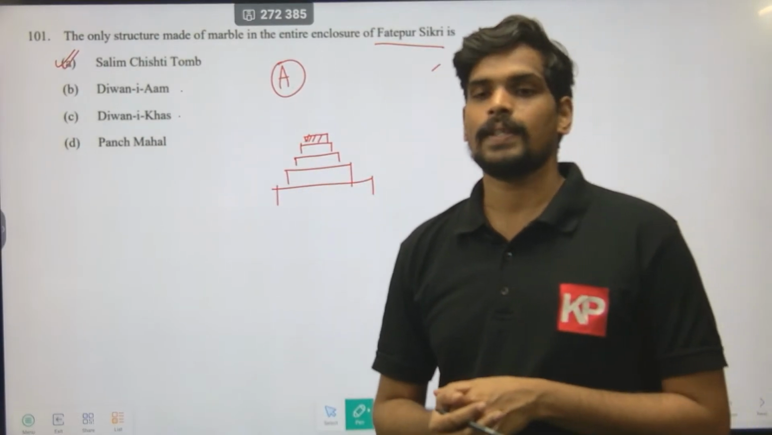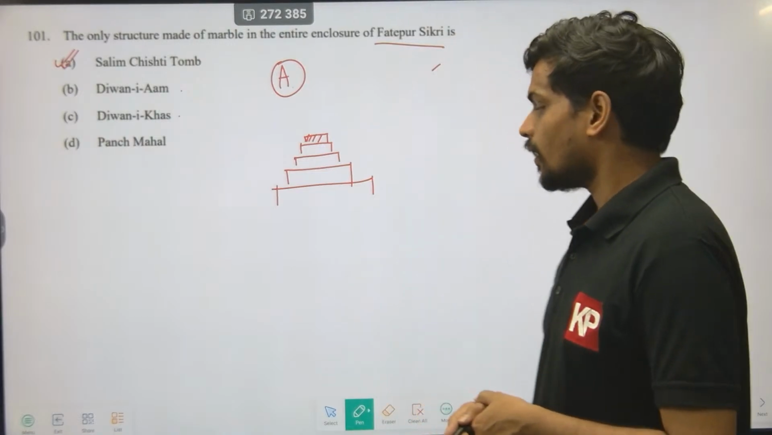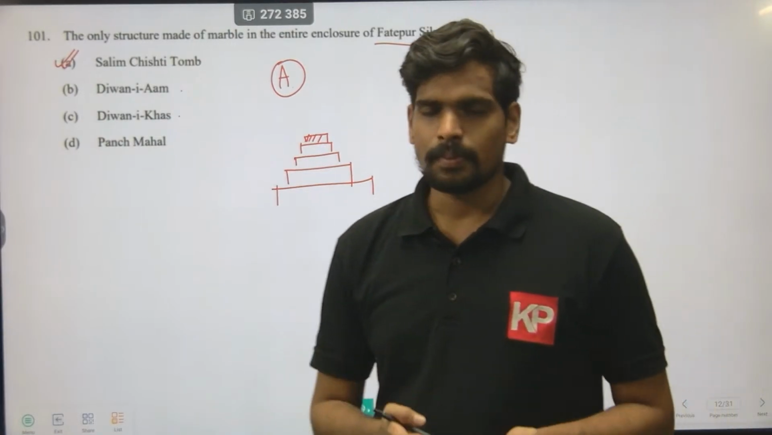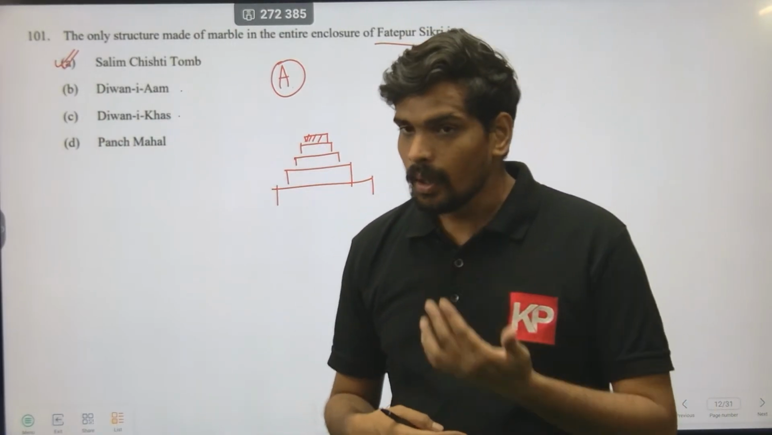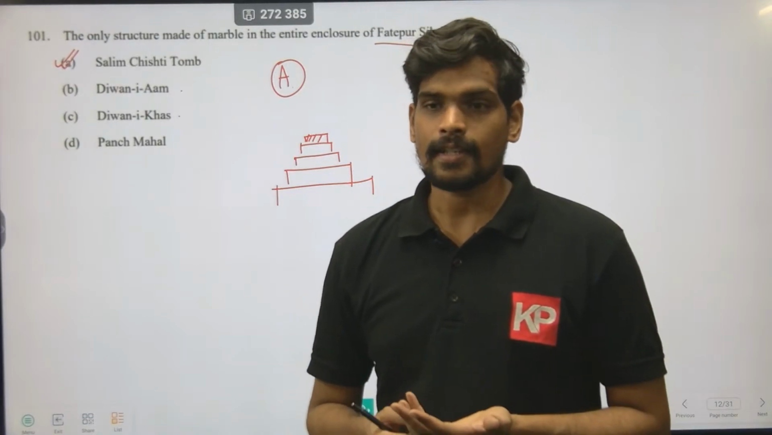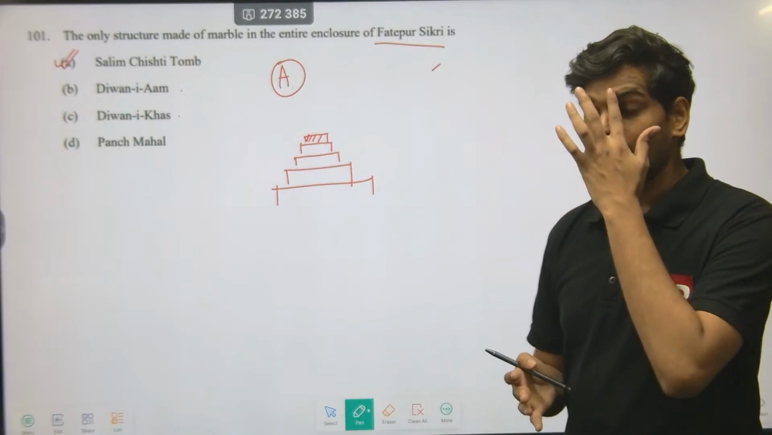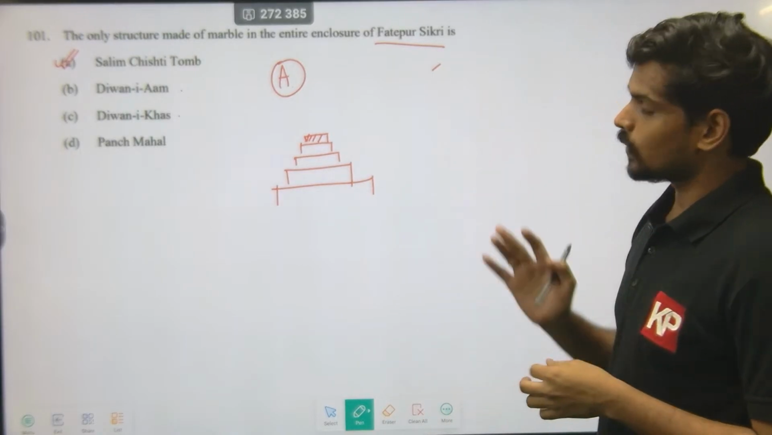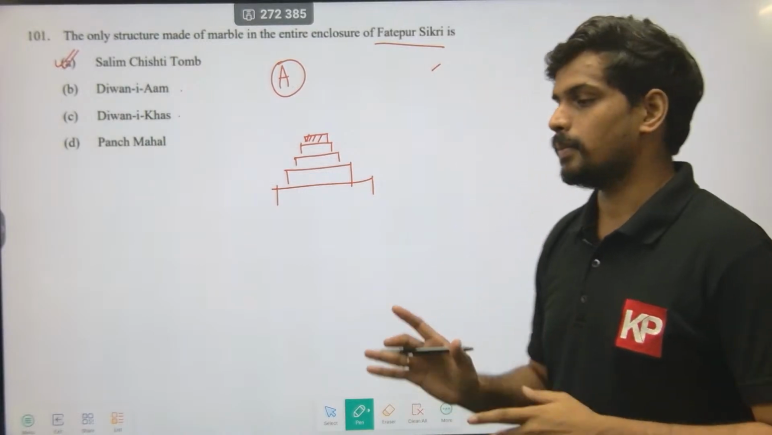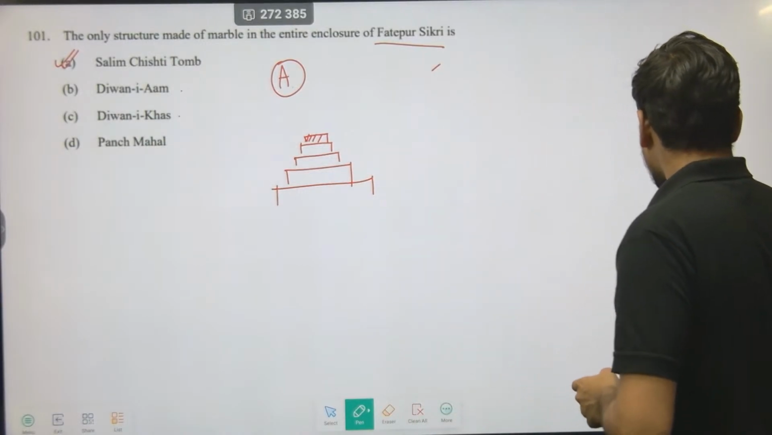All the remaining components are made out of red sandstone. Even the Pachisi Court, the Anup Talab, all the parts of it. The Buland Darwaza, which is the main entrance gateway for the Jami Masjid in Fatehpur Sikri, all these are made out of red sandstone predominantly. Salim Chisti's tomb is completely made out of marble. So that's the answer for this question number 101.